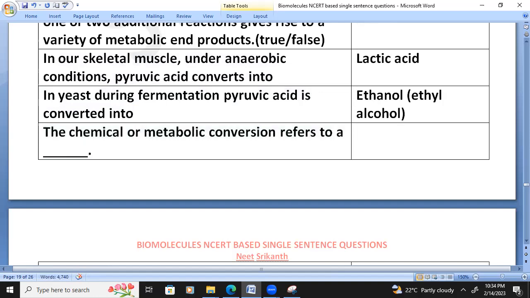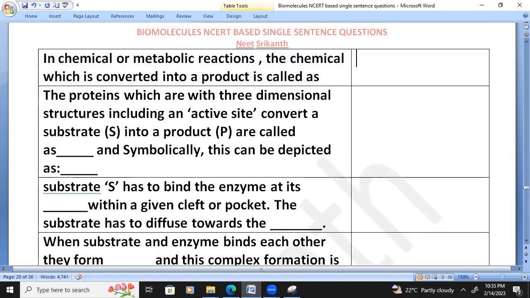Chemical or metabolic conversion refers to a reaction. In chemical or metabolic reactions, the chemical which is converted into a product is called a substrate. The proteins with three-dimensional structures including an active site, which convert a substrate S into a product, are called enzymes, and symbolically this can be depicted as S to P.